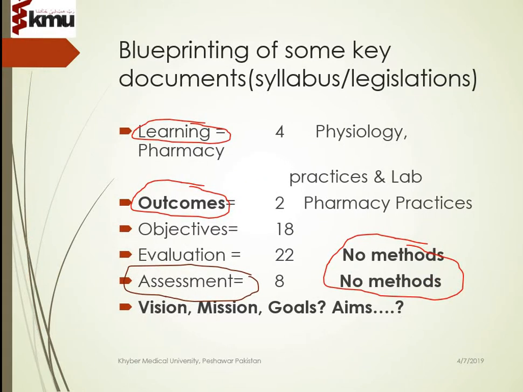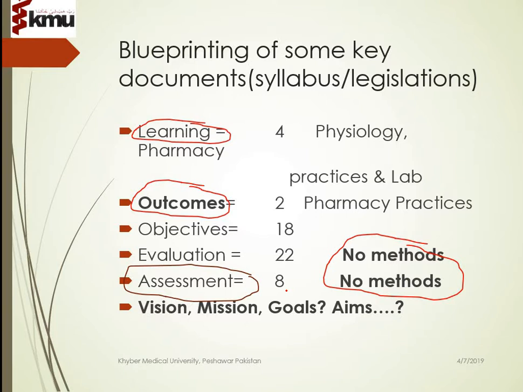Regarding blueprinting of the current Pharm D curriculum that is in practice in Pakistan, the word learning is used 4 times, outcome is used 2 times, and pharmacy objective, there are 18 objectives, and the word evaluation is used 22 times, and assessment is used several times, but this assessment is used in other contexts, not in the context of examination, but rather in the clinical pharmacy setup.